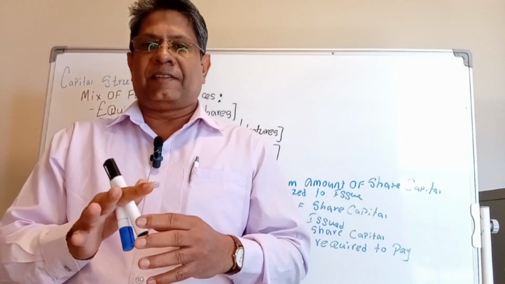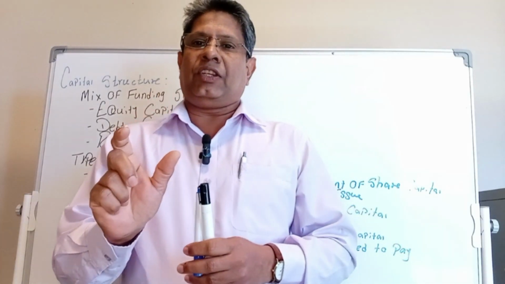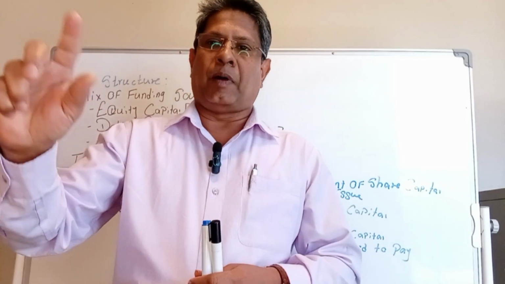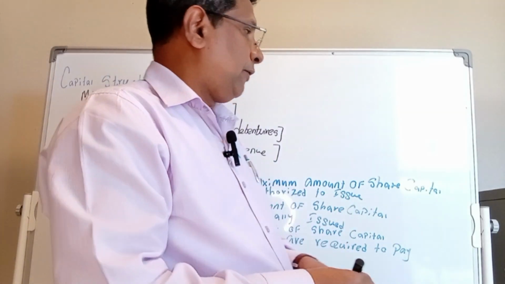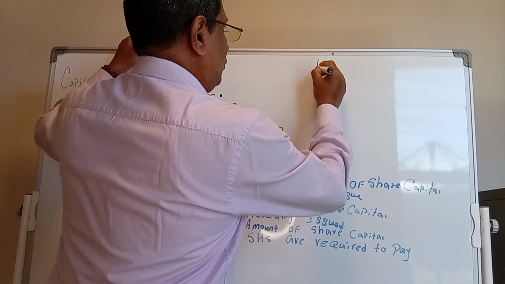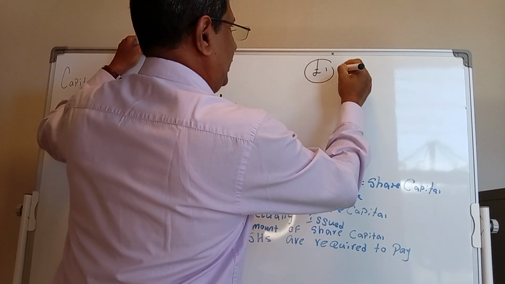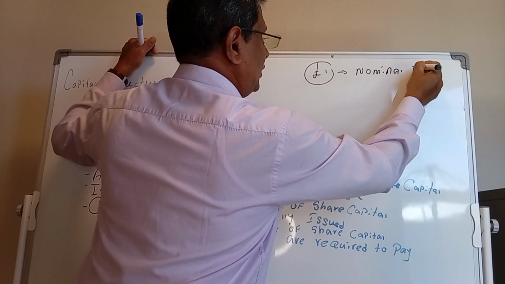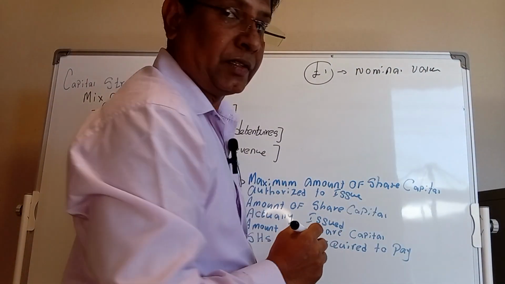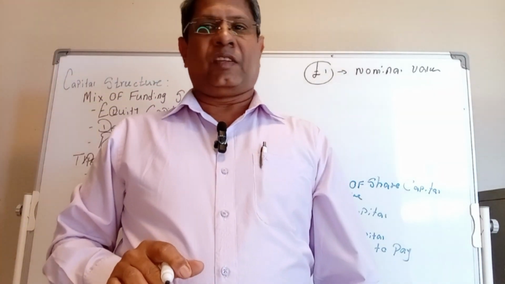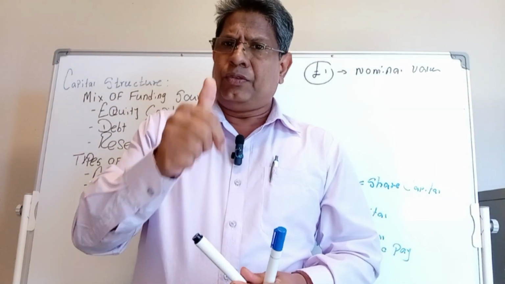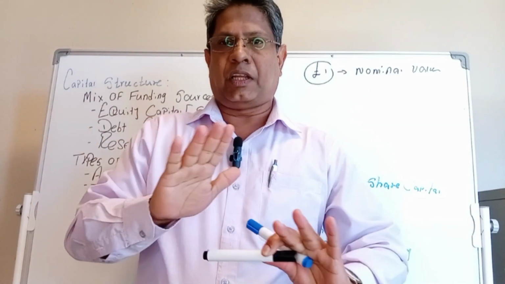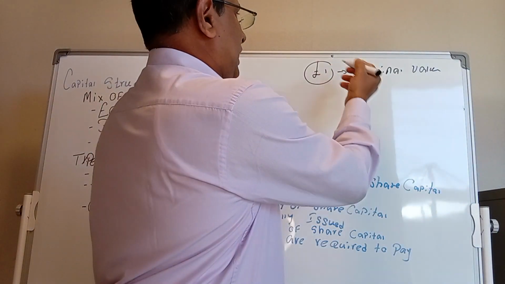Let's assume that the authorized share capital has been mentioned as 500,000 ordinary shares of £1 each. Then this £1 is the nominal value of the share, or the face value of the share. Now, do you think a company will need this £1 in one go? No. The company will not need this £1 to be collected at once.